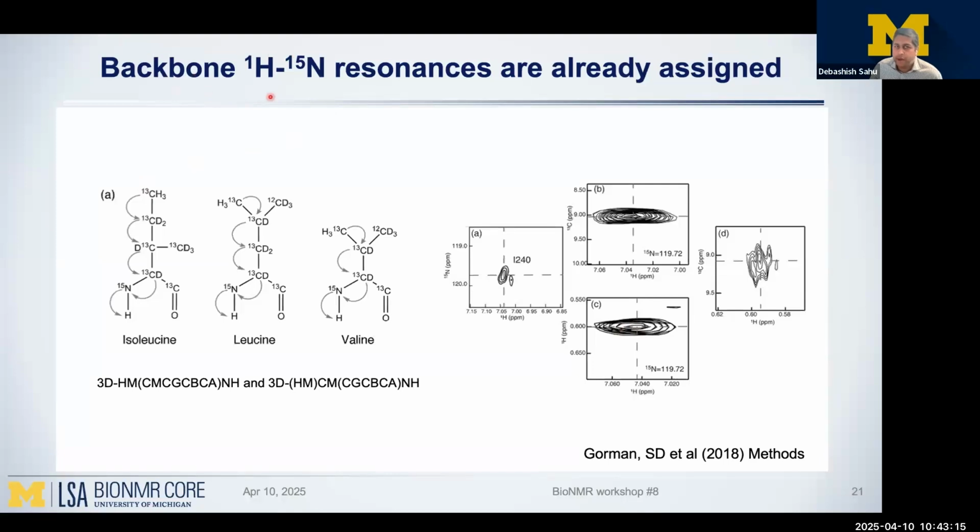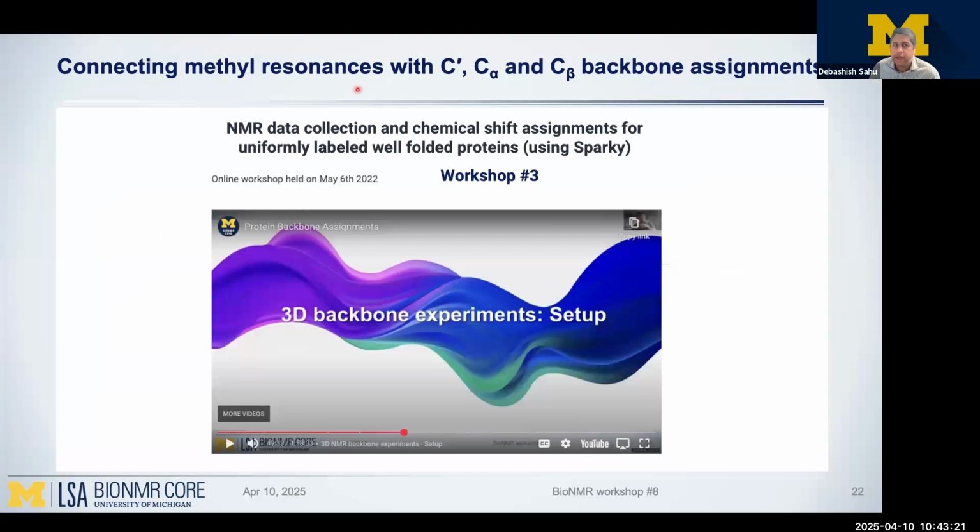Again, this is only when you know your backbone assignments. It's good to have this information, and it is good to use it. Again, the other way to do this is when you know your carbonyl carbon, C alpha and C beta. Look into workshop number 3. It's on our website. We talk about TROSY-based experiments on how to do these kinds of assignments.